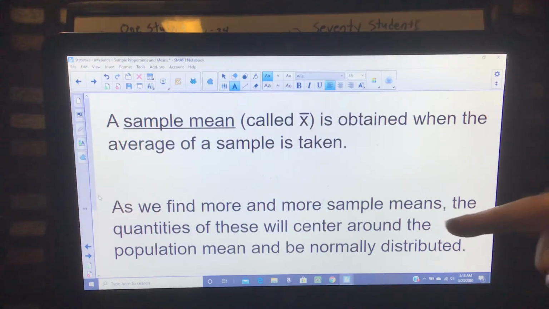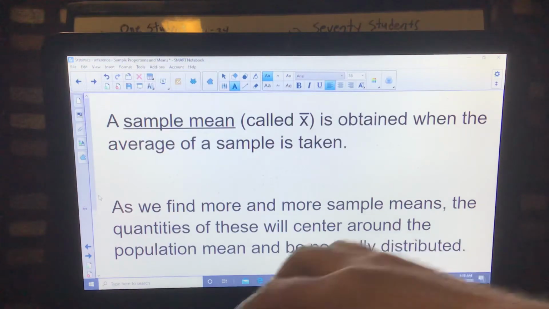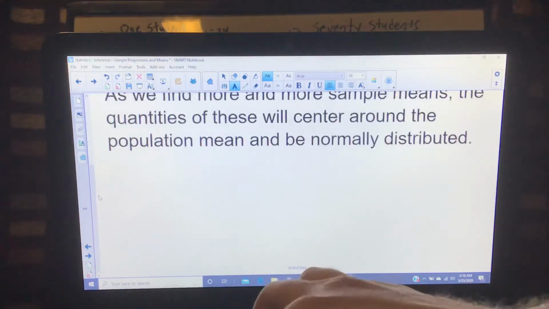What we would have found from our exploration that I just explained to you would have been what's below. As we find more and more sample means, the quantities of these will center around the population mean and be normally distributed. So basically the result I just showed you.